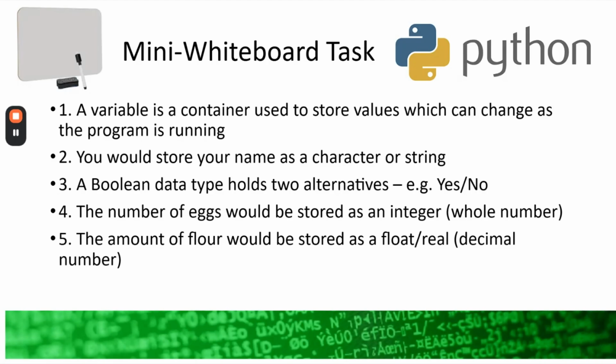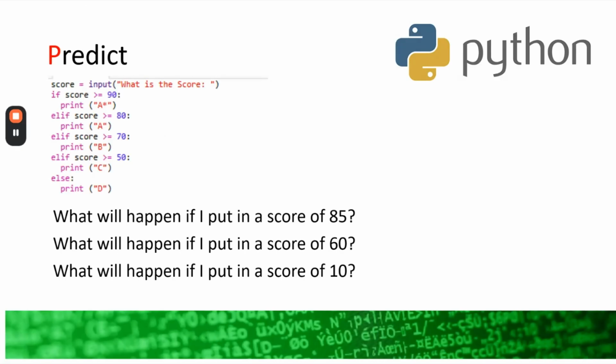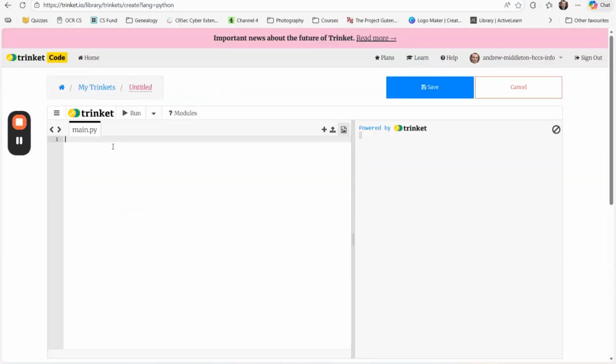Now, the next one I want to look at with you is this. If you were faced with that program, so score is an input and it's taking in the score. Score is 90, score is 80, 70, 60, 50, and so on. What would happen for each of those answers? And let's work through that answer. So as I said, let's work through, and we put score equals input. What is the score?